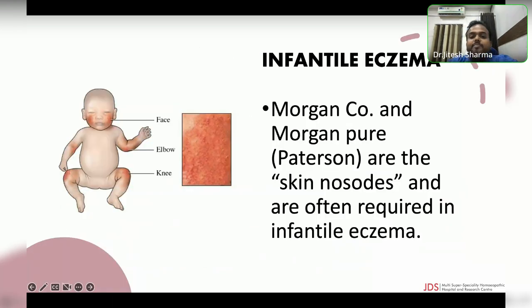Now, I know many people might be struggling with infantile eczema, also called atopic dermatitis. Let me tell you, Morgan Co and Morgan Pure, yes, the bowel nosodes are the skin nosodes which are often required to clear up infantile eczema. I've already done the nosodes workshop, and this week I'm going to teach about the bowel nosodes, the last session, in which I'm going to speak about Morgan Co and Morgan Pure. But let me tell you, just for information, and you can read as well, Morgan Co and Morgan Pure are very important remedies for infantile eczema.